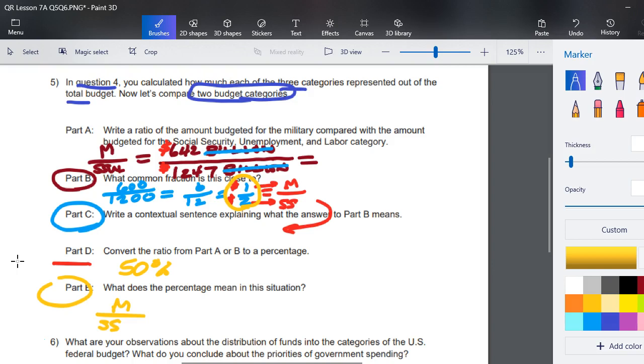Question 6, what are your observations about the distribution of funds into the categories of the federal budget? What do you conclude about the priorities of government spending? And when we've had these discussions in class, it is interesting what we perceive the budget is for the nation and what it really is, and then what it really looks like when you get down to the nitty-gritty and start comparing. Because in our class, we've had some pretty deep discussions about too much money being spent on military. And then when you get it in perspective here, that just $1 for military for every $2 on Social Security, it puts it in a different perspective.